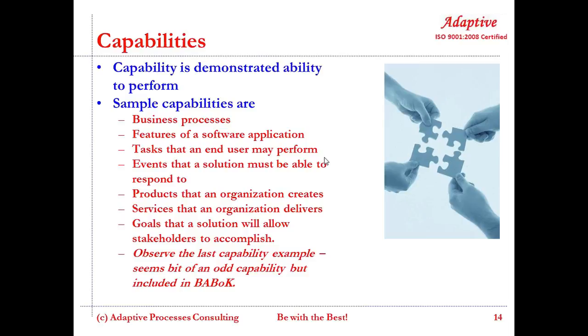Capabilities. Some sample capabilities are mentioned here. They could be business processes, features of a software, tasks that an end user may perform, events that a solution may be able to respond to, products that an organization creates, services that an organization delivers, goals that a solution will allow. Observe the last capability example. Seems a bit of an old capability, but included in the box.